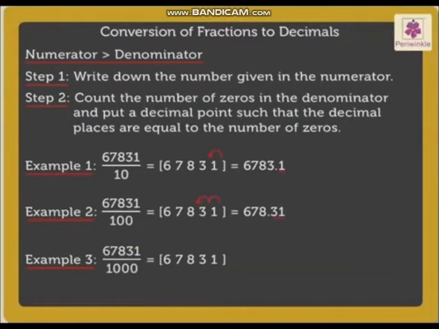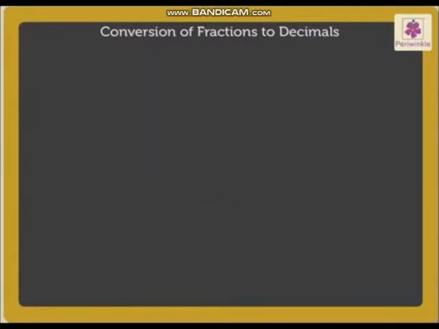According to 1000, there are three zeros. So according to these three zeros, we are going to put a decimal point 3 digits before from right to left. Then the answer will be 67.831. Now let's take fractions in which numerator is less than denominator.